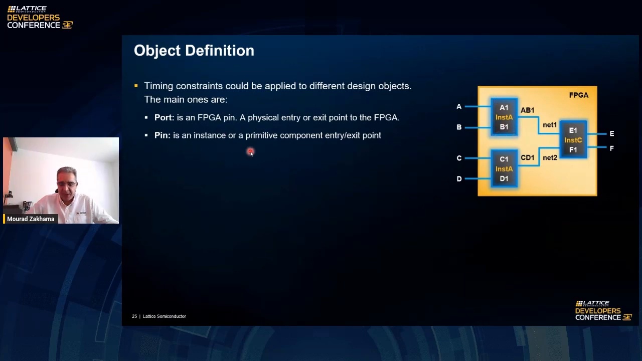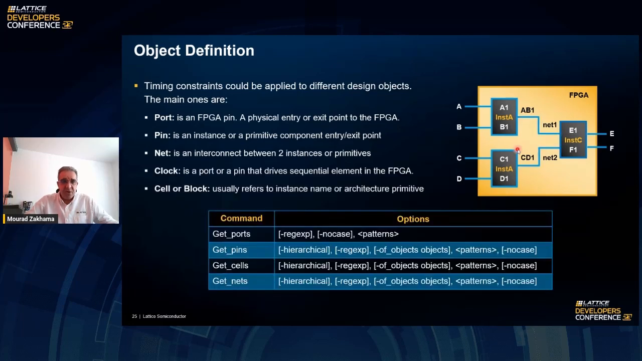That's called pins. The nets are obviously the nets that you have inside the design that interconnect the different instances or components that you have in your design. Then you have the clock, cell, or blocks. So the clock is obvious, the cells or blocks are all the cells or blocks that are part of your design. And in order to reference these objects, you have to use get_ports, get_pins, get_cells, and get_nets with the different options. And like I said, there's much more detail in the documentation about these that you can reference.